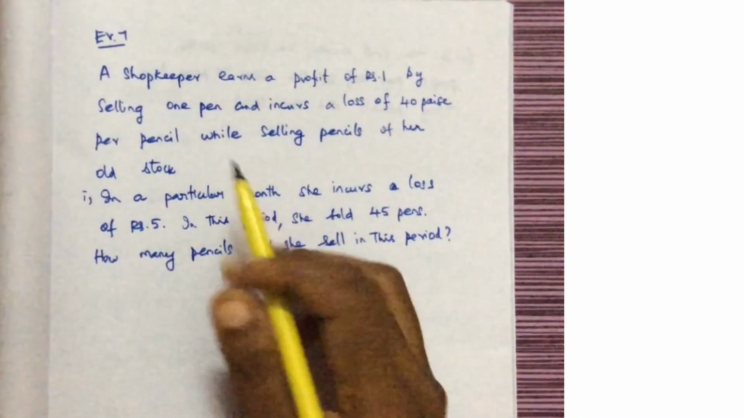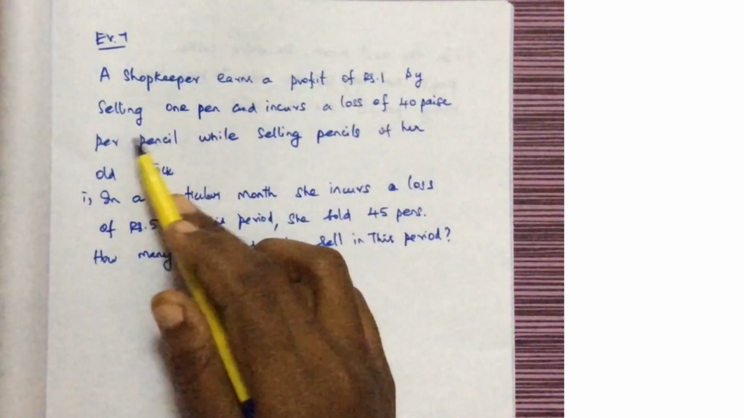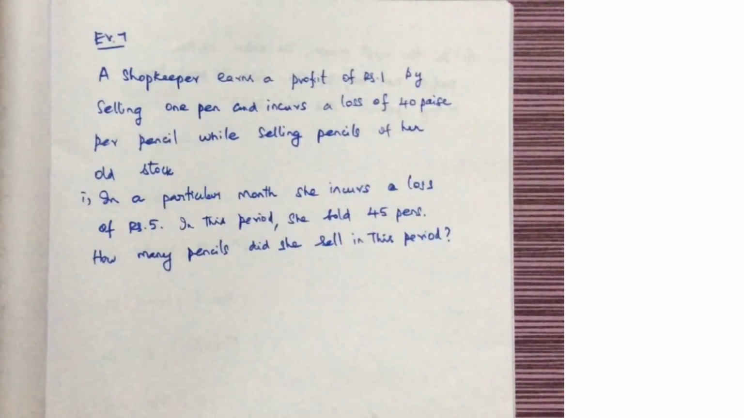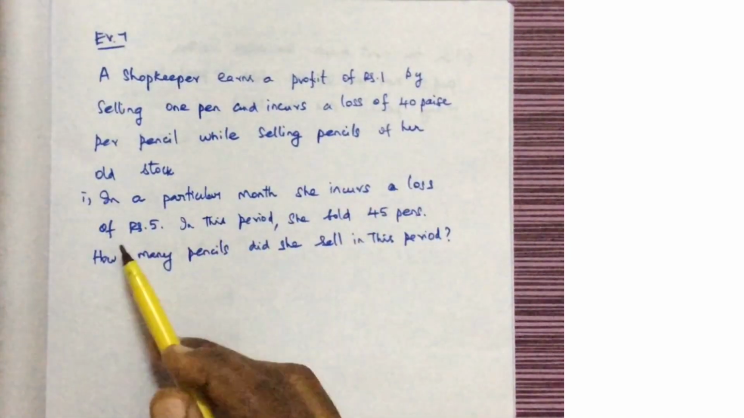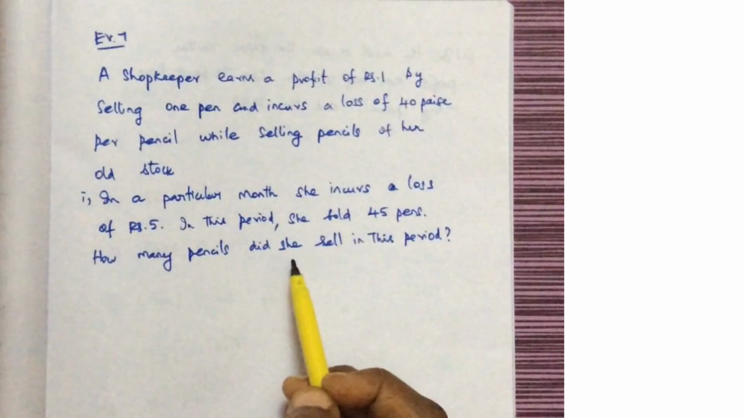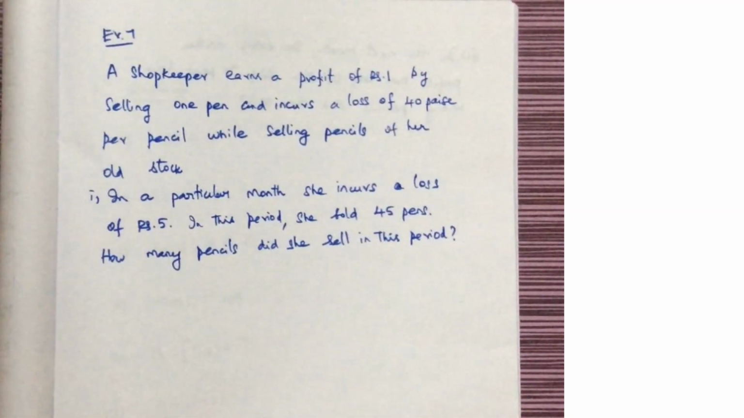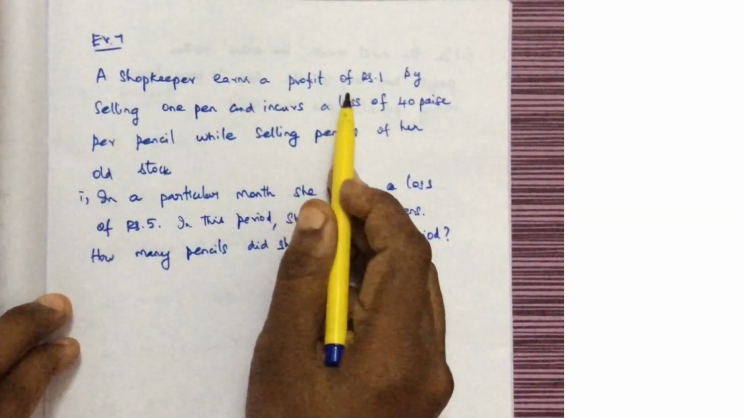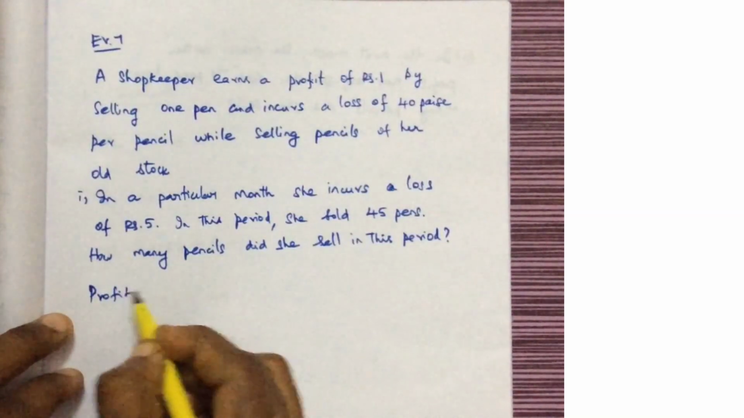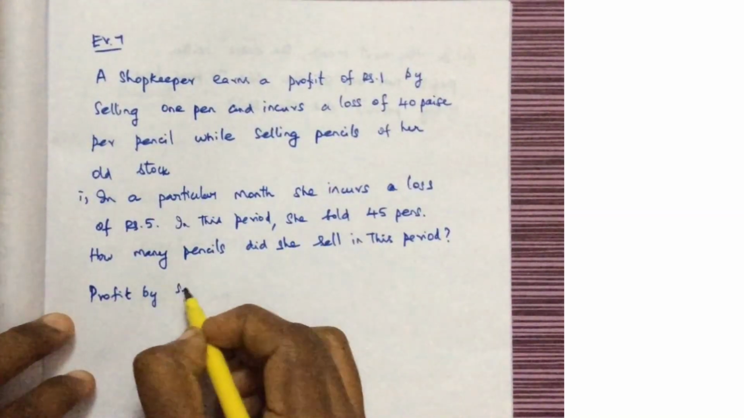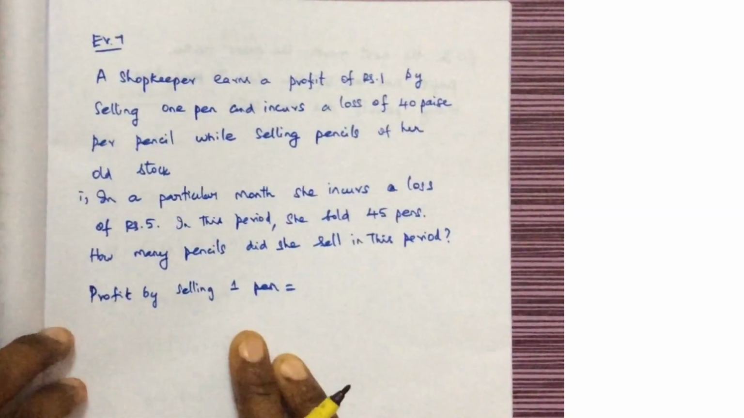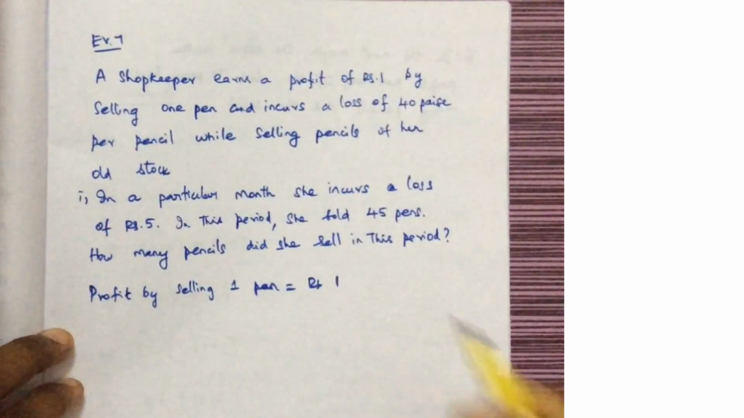Next problem is, a shopkeeper earns a profit of rupees 1 by selling 1 pen and incurs a loss of 40 paise per pencil by selling pencils of her old stock. In a particular month, she incurs a loss of rupees 5. In this period, she sold 45 pens. How many pencils did she sell in this period? First, what is the profit by selling 1 pen? If she sells 1 pen, the profit is rupees 1.